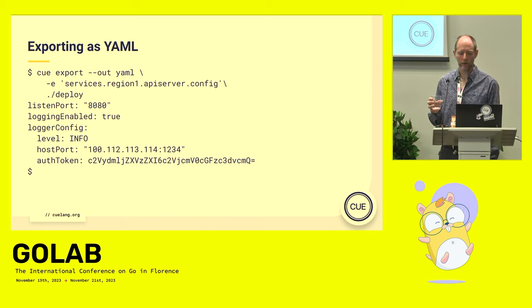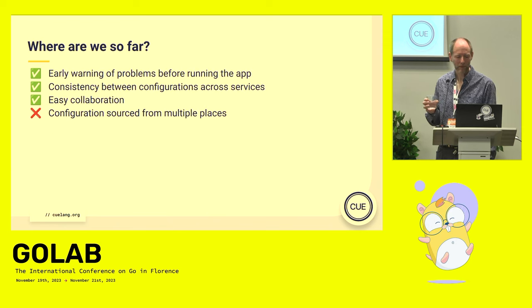Job done, right? Well, no, because we really don't want to be checking in secrets into our code. Also, it happens that the source of truth for the port that we'll listen on comes from elsewhere. Darn. So before we go on to fixing that, I think we can say we've ticked off the first item in our requirement list now. We've defined our service configuration in such a way that we can easily have consistency checks across multiple services.